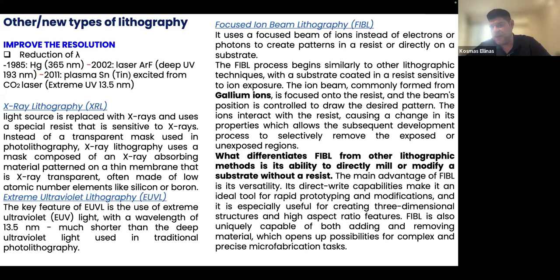FIBL is similar to other lithographic techniques, but instead of using light, you have an ion beam. The most commonly used ion beam is gallium ions, and in contrast with the other methods, in this method you could directly mill or modify a substrate without a resist. So it is quite versatile to create different things. You don't need the resist, but it is not very fast.